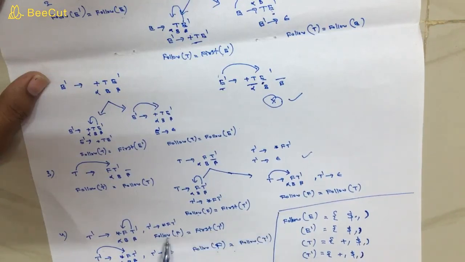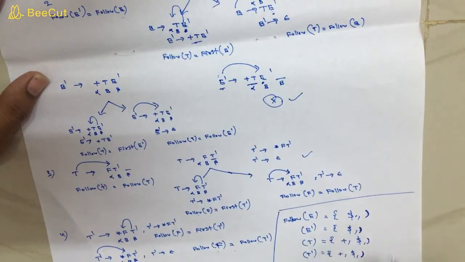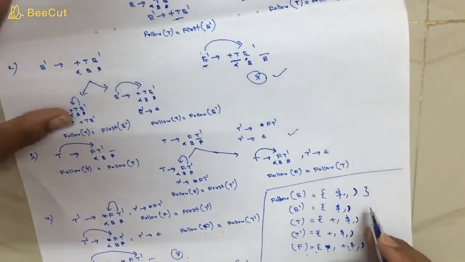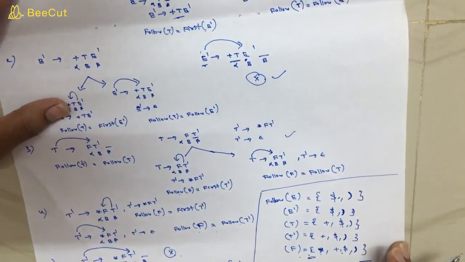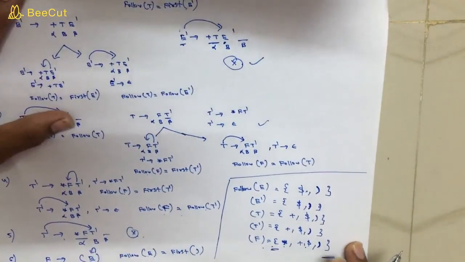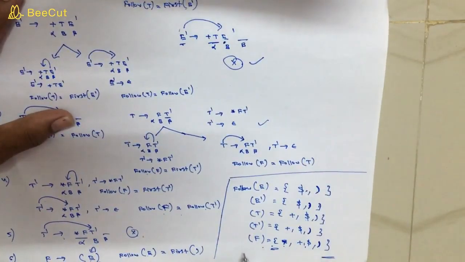And then first of T dash is already available in follow of F, so already added. Follow of T dash is available in F. T dash symbols are plus, dollar, closed parenthesis, already available in F; closed parenthesis added in follow of E. So these are the symbols of follow of E, E dash, T, T dash, F. Now I am closing that set. So this is the way of writing and computing the follow of the given grammar. Thanks for watching.